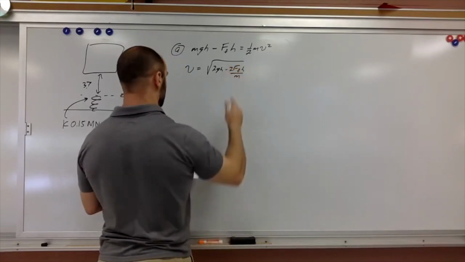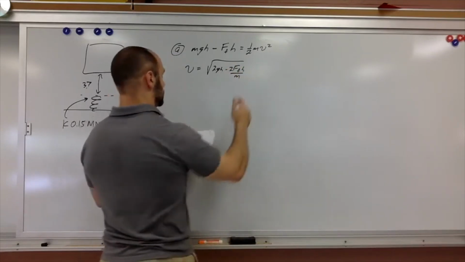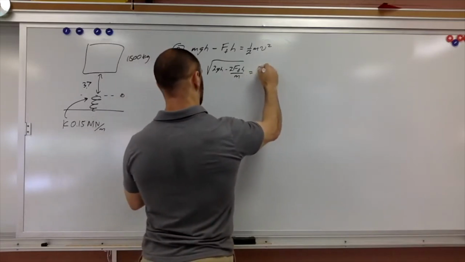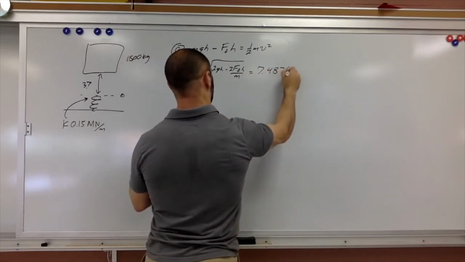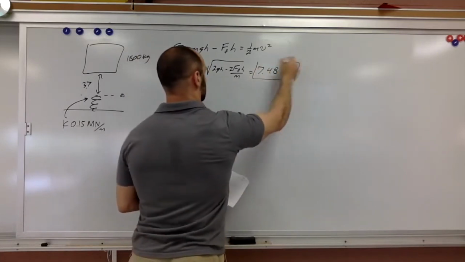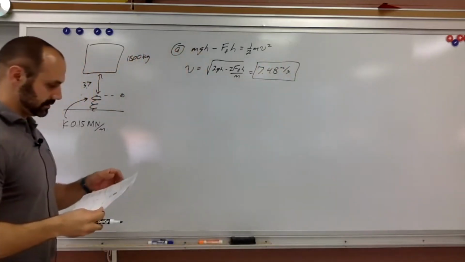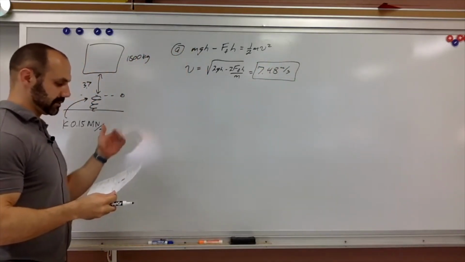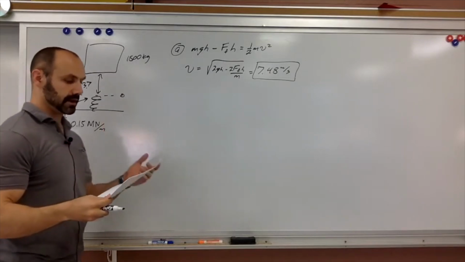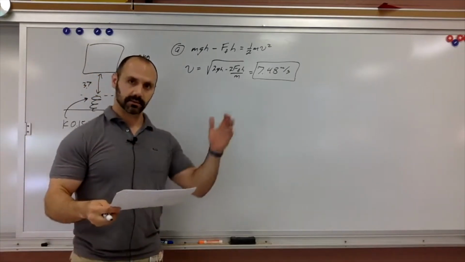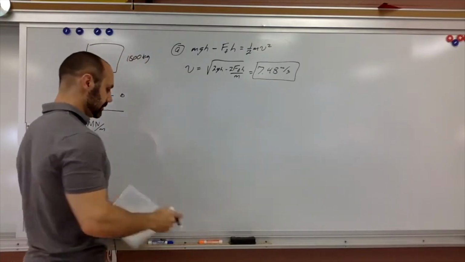This is also going to be 2. So this is equal to 7.48 meters per second. Great. Part B. Find the maximum compression of the spring. Keep in mind that the friction force is still acting on this thing. So what does that mean?